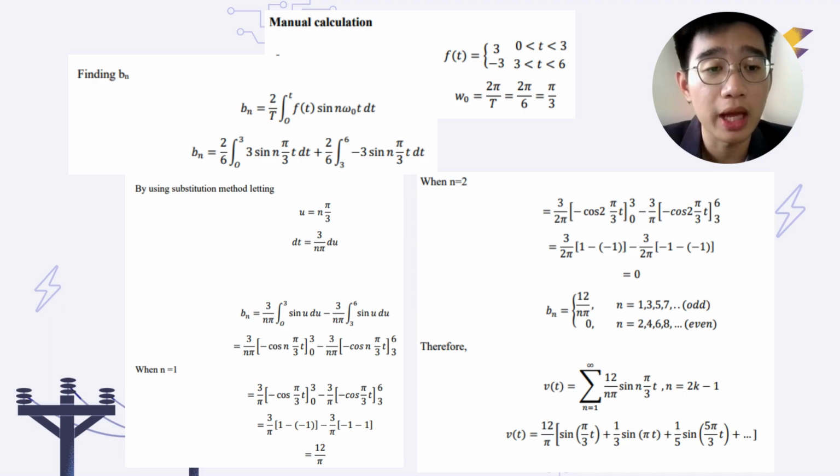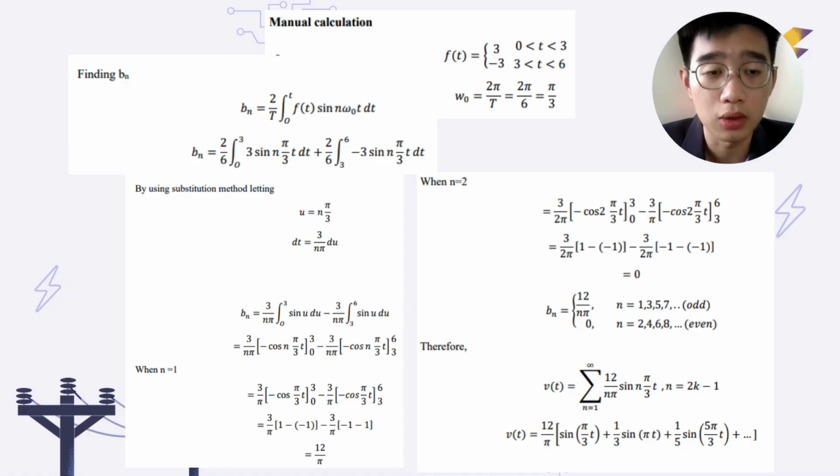In conclusion, the Bn value for odd n, which is n equals 1, 3, 5, 7, is 12 over n pi. For even n, which is 2, 4, 6, 8, it is 0. So in conclusion, the Fourier series is equal to the sum from n equals 1 to infinity of 12 over n pi sine n pi over 3 t, with the condition of n equals 2k plus 1.